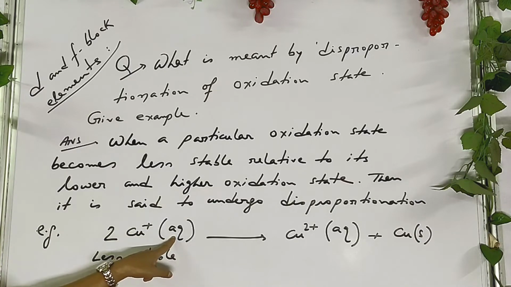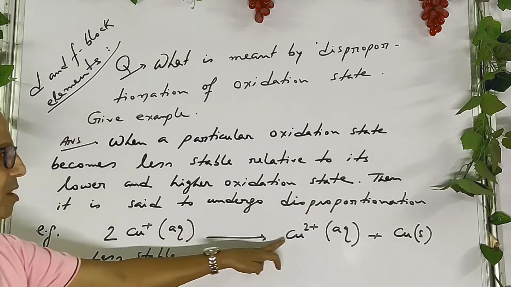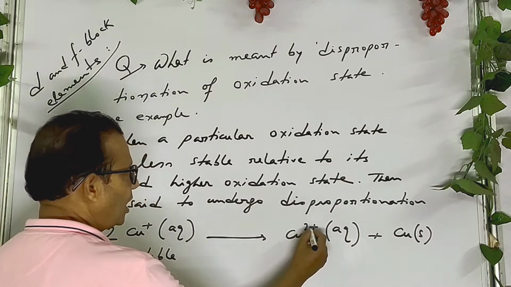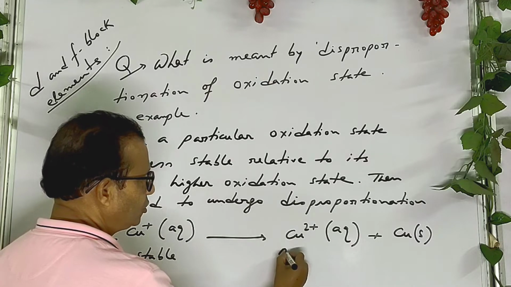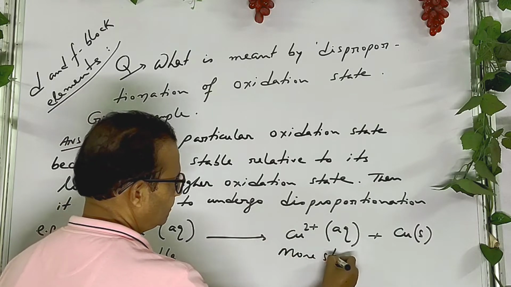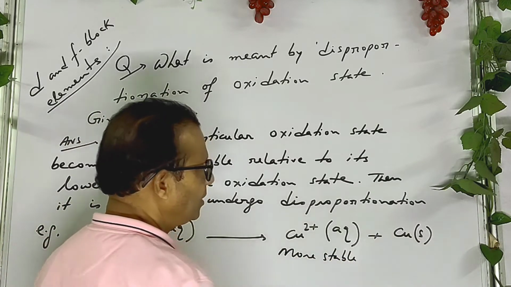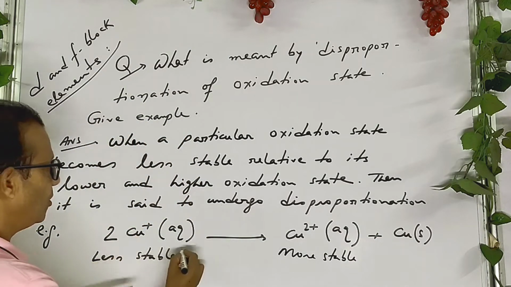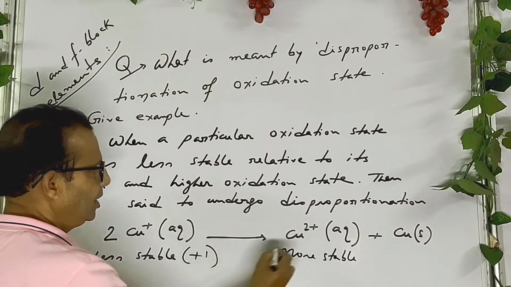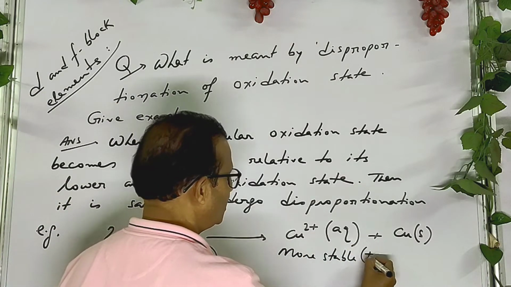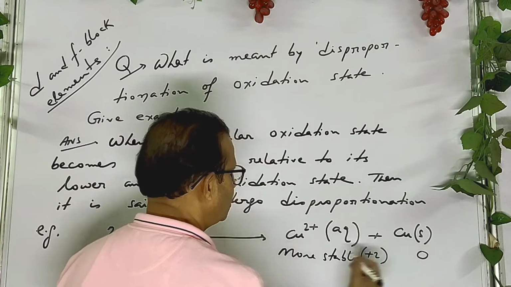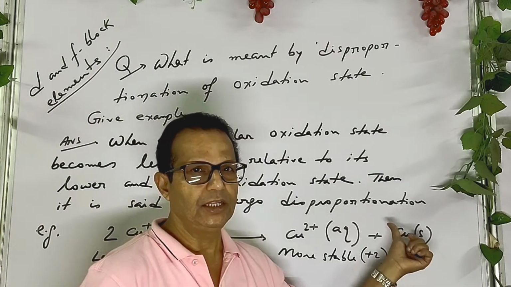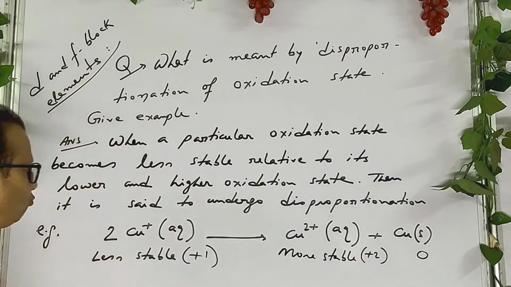That's why in aqueous solution it undergoes disproportionation reaction to change into divalent copper, that is more stable, and copper solid. Here the oxidation state of copper is +1, here the oxidation state of copper is +2, and here the oxidation state of copper is 0. Remember it, in any elemental state the oxidation state is always 0.